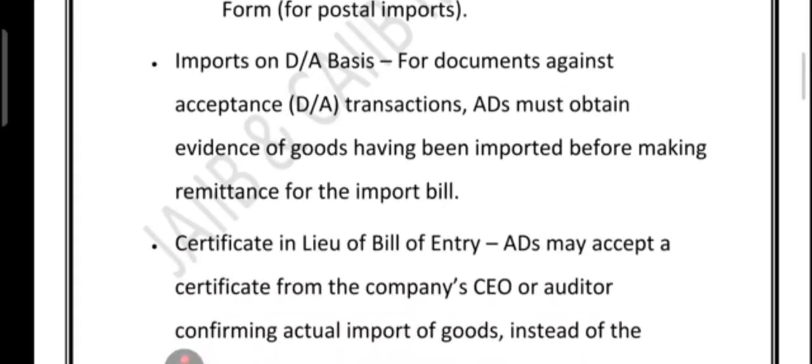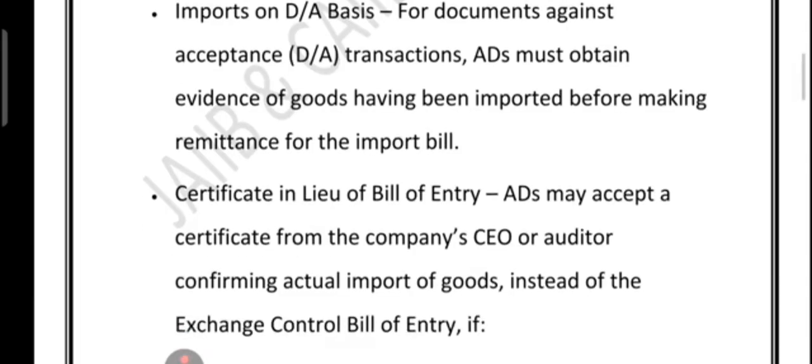For DA basis, document against acceptance, DA transaction, the bank will only make the payment after they get evidence that goods have been imported. That is called documents against acceptance. There are two kinds of things, DA and DP: documents against payment and documents against acceptance. DA is also called the usance bill.